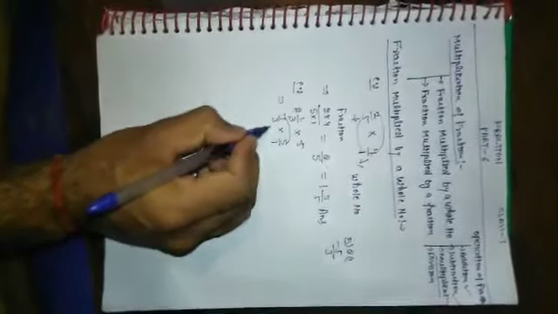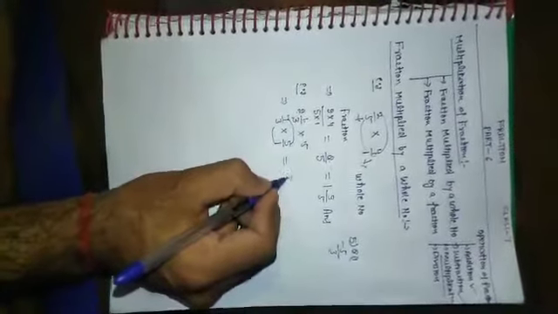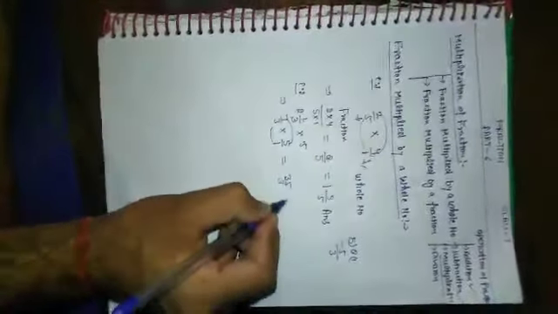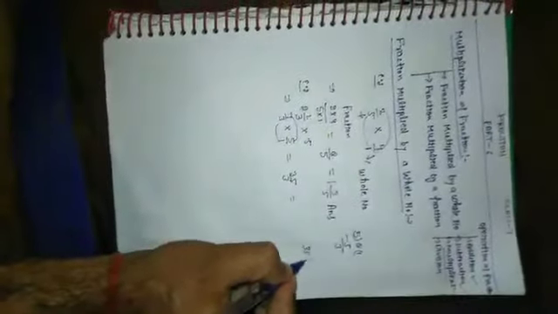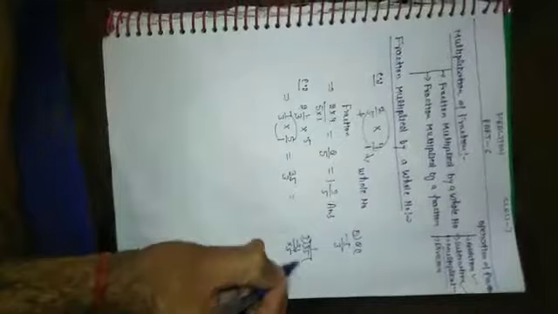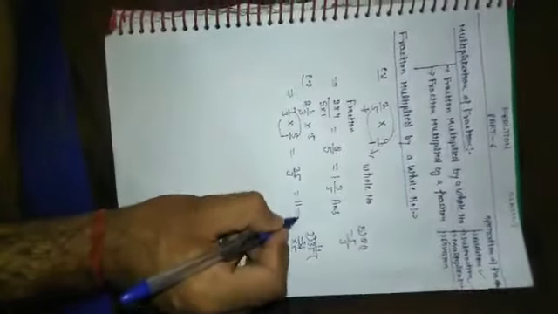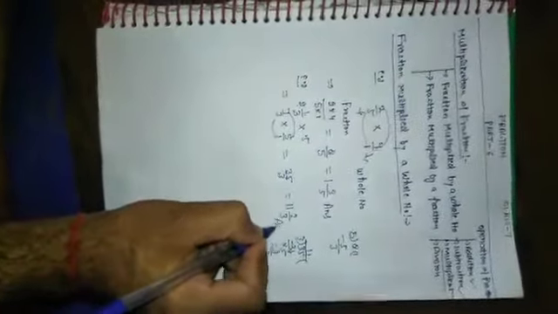So numerator multiply by numerator and denominator multiply by denominator. 7 5s are 35, 3 1s are 3. So 35 has to be divided by 3. 3 1s are 3, finished. 5 we can copy down here. 3 1s are 3, remainder 2. So you got here 11 whole 2 upon 3, which is the required answer of this.